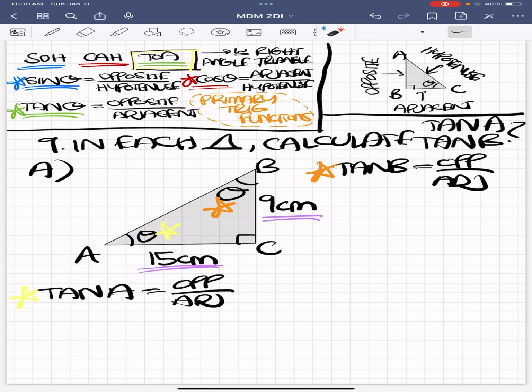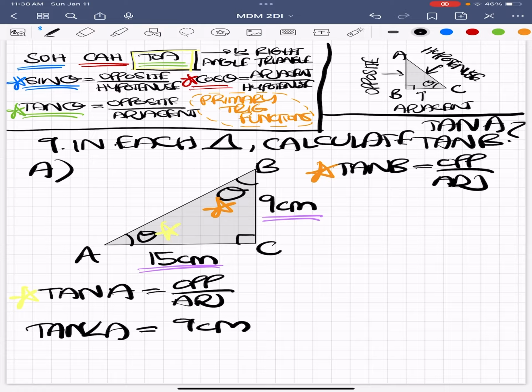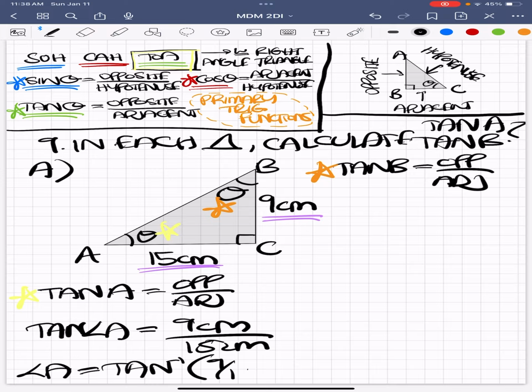So let's do that now. Tan angle A equals 9 centimeters over 15 centimeters. And then we have angle A, tan the inverse function, 9 over 15, and that would equal 30.96 degrees, it would equal 31 degrees. And we will circle that later.